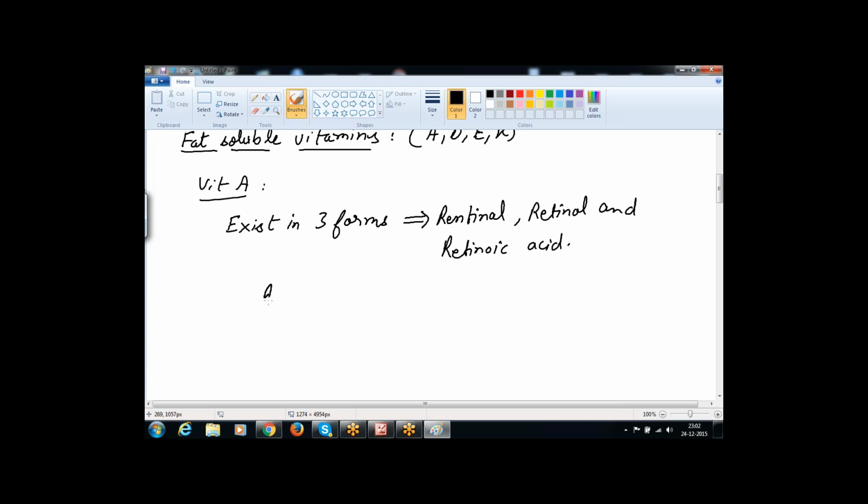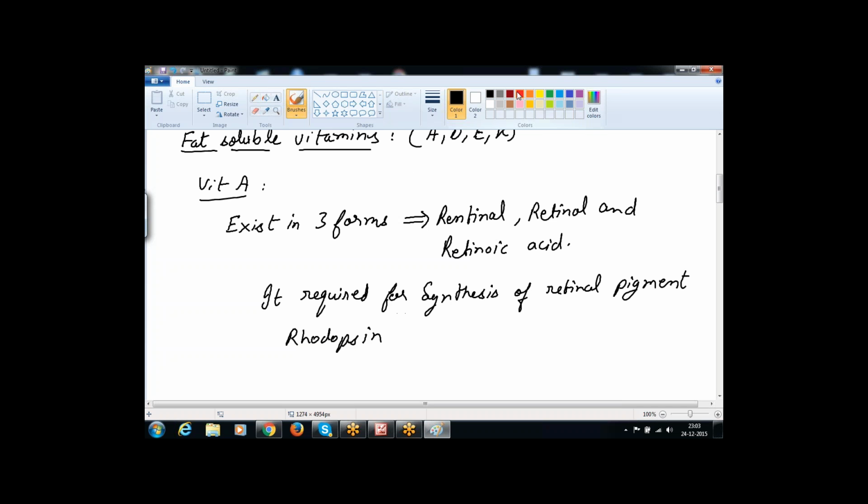Vitamin A is required for synthesis of the retinal pigment rhodopsin. So what is the function of vitamin A? That is again a very important exam point. You must know it is required for synthesis of rhodopsin.